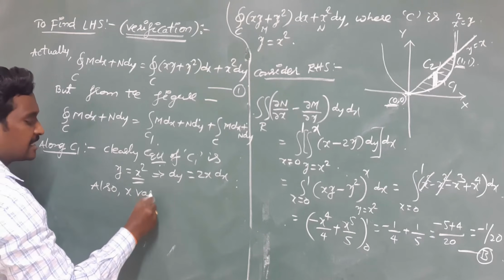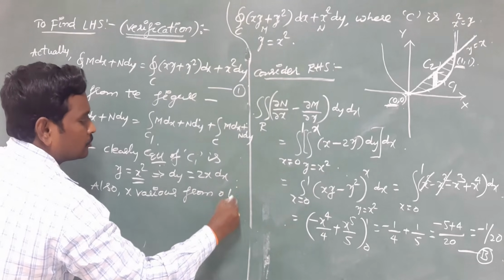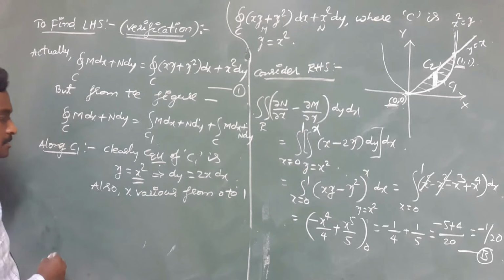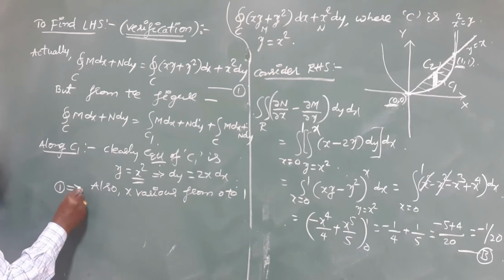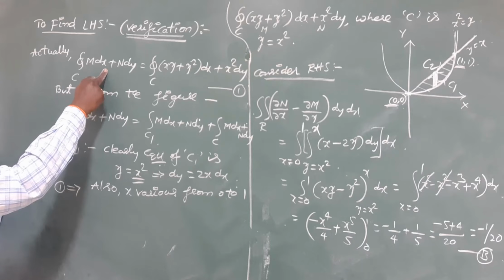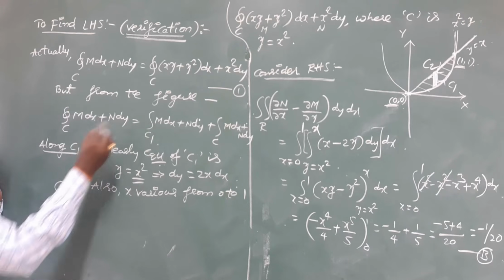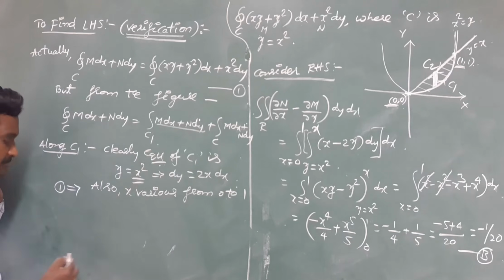Also x varies from 0 to 1. So replace all these values in equation number 1. We have to substitute all these variations in equation number 1, then you will get the integration over C1 for the function m dx plus n dy.